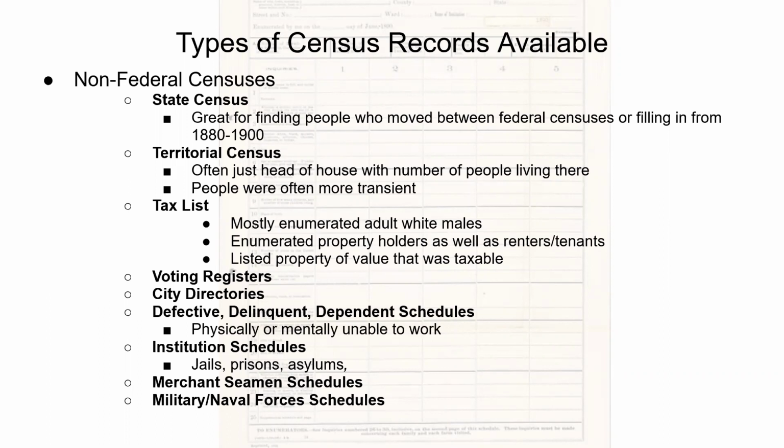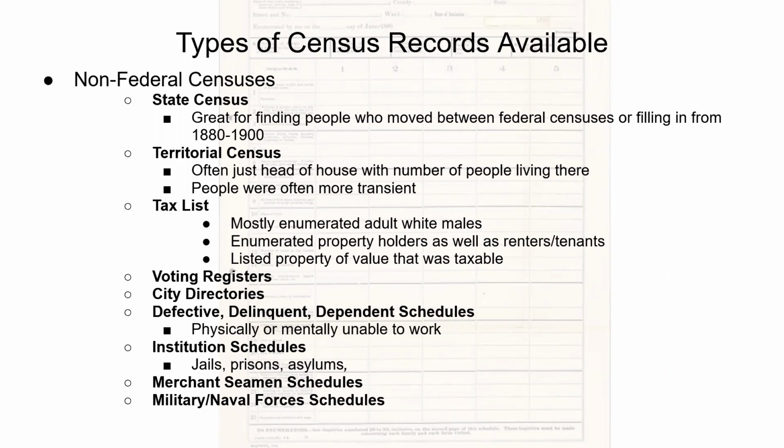Tax lists are another good place to look at. This was mostly white males because they were the ones owning the property, and everyone had to be enumerated, whether they owned property or were renters. And they listed all their property that had a value and that was taxable. So you could look at and see what kind of physical wealth your family may have had. Voting registers were also kept, city directories. Those are both good for finding relatives to see where they lived, to continue to look for other records like your birth, marriage, death.